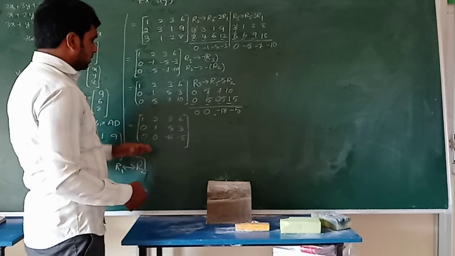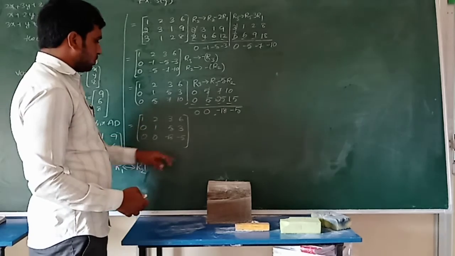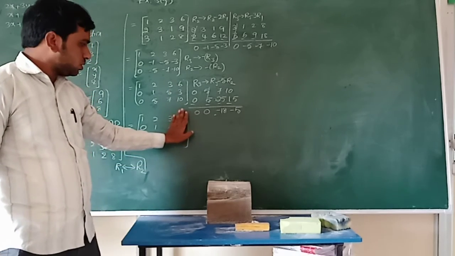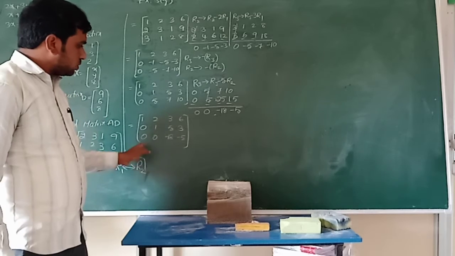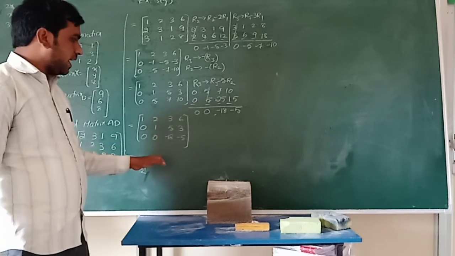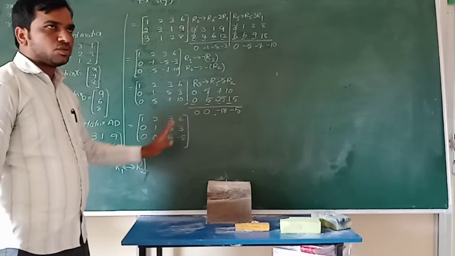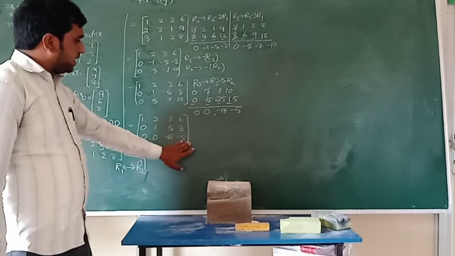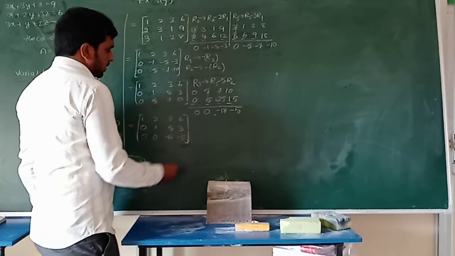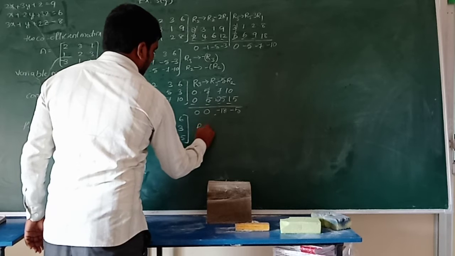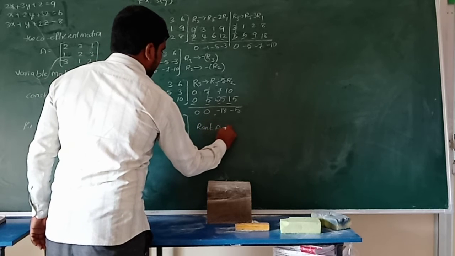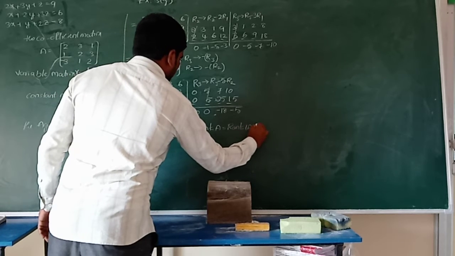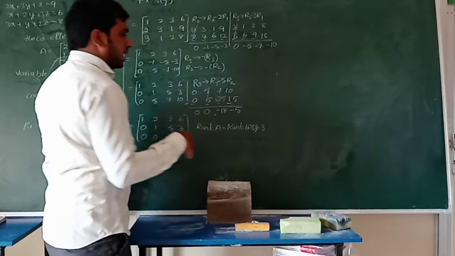So now the rank of A is equal to rank of AD. Okay student, this matrix A has 3 non-zero rows. So rank of A is equal to 3, and this total matrix AD has 3 non-zero rows. So the rank of AD is also 3. Okay students, now the rank of A is equal to rank of AD is equal to 3.